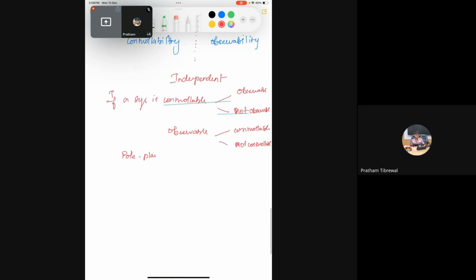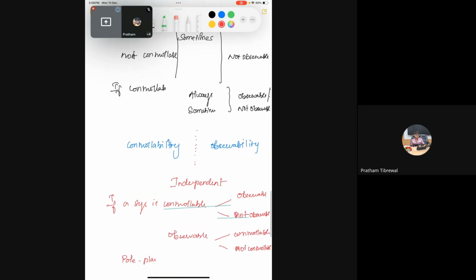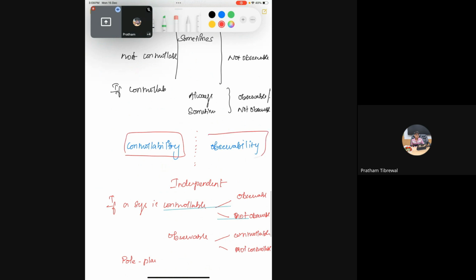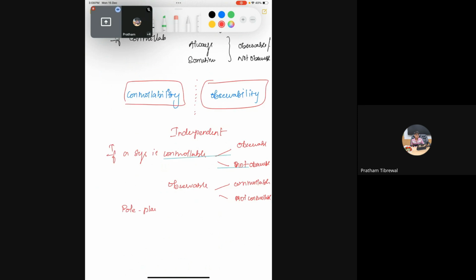So, what I want to say is that controllability and observability are independent things. One does not depend on another. So it can have four different combinations. If the system is controllable, the system can be observable or cannot be observable. It doesn't need to be observable. That's the point I want to make. If it is observable, it need not be controllable, but it can be. So there are four combinations.